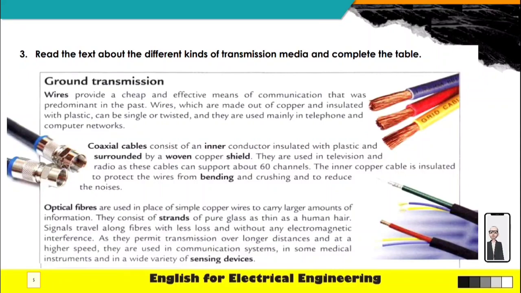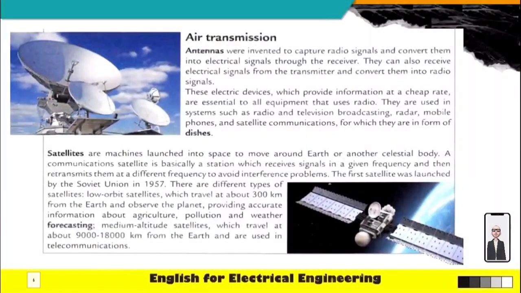Signals travel along fibers with less loss and without any electromagnetic interference, as they permit transmission over longer distances and at a higher speed. They are used in communication systems, in some medical instruments, and in a wide variety of sensing devices. Okay, so these were optical fibers. Now moving on to air transmission. So antennas were invented to capture radio signals and convert them into electrical signals through the receiver. They can also receive electrical signals from the transmitter and convert them into radio signals.